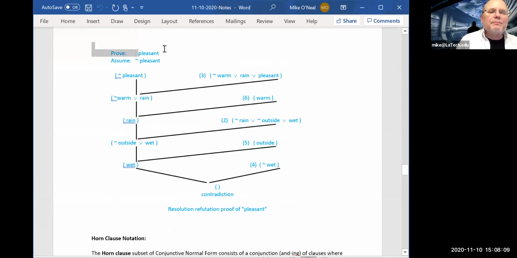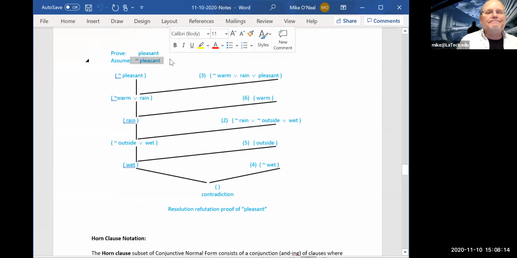We want to prove that it's a pleasant day. So we assume that it's not pleasant. The only statement that mentions pleasant is statement 3, which says not warm or rain or pleasant. So if you combine not pleasant with statement 3, you'll get not warm or rain. Well, statement 6 says that it's warm, so when you combine the 2, that gives us rain.